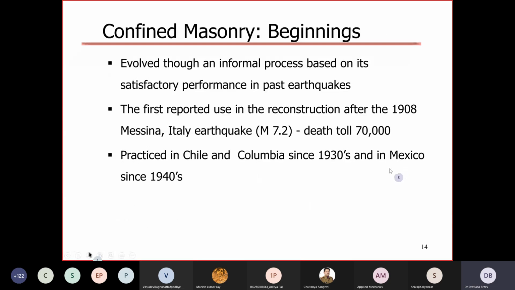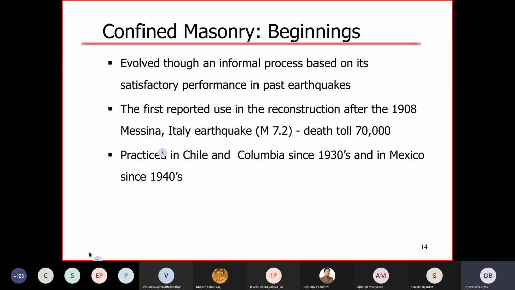So the beginnings of confined masonry are about 120 years ago. The first mention of confined masonry in the modern world was after an earthquake. It had a magnitude of 7.2 and a very significant death toll. More than 70,000 people died in the earthquake. After the earthquake, it was observed in that area that confined masonry buildings existed and they survived the earthquake.